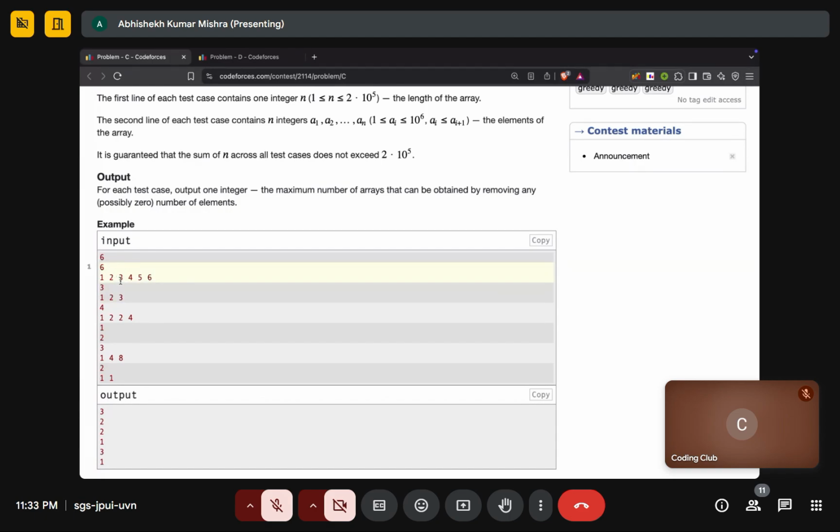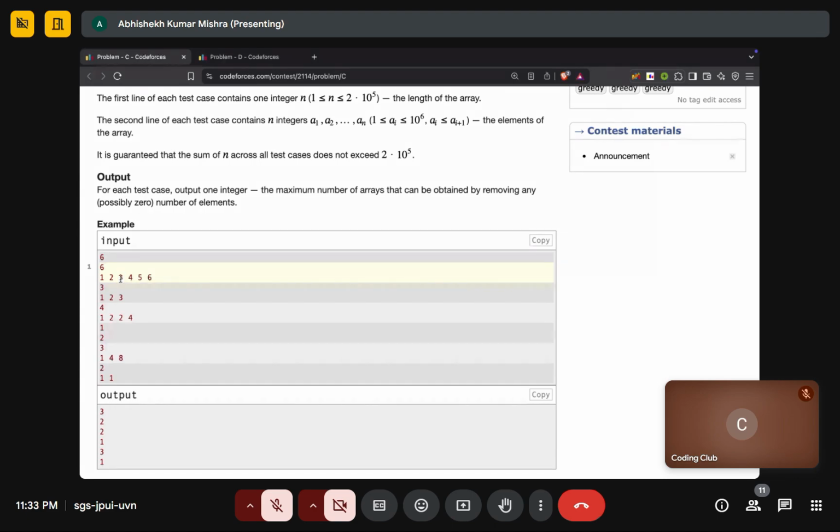Now on coming to the 3, on adding 1 to 1, it becomes 2, which is less than 3. So 3 can be made a new array. So our array count will increase by 1 and the array count is 2. Now we will move on to the next element. Since we have already kept 3, we did not remove 3, so our previous element is now 3.